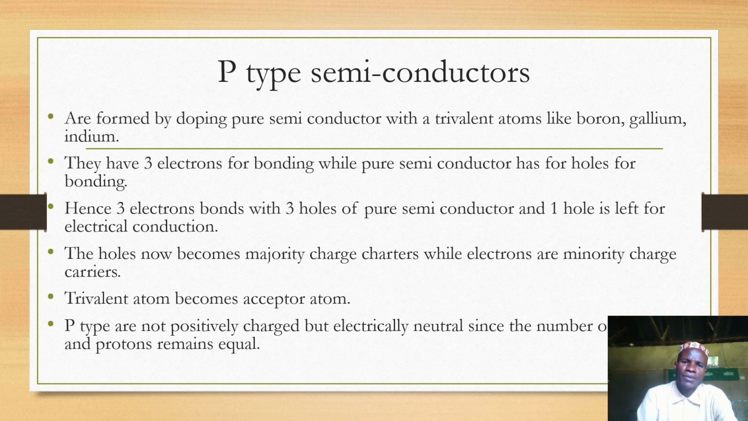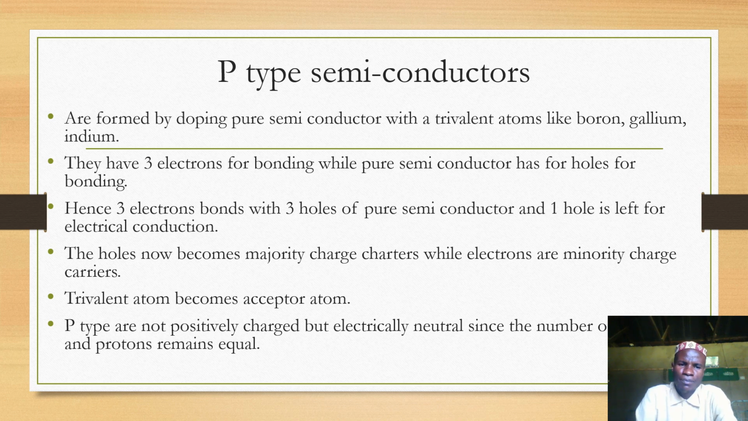Then we move to the P-type semiconductor. It is formed by doping a pure semiconductor with a trivalent atom like boron, gallium, and indium. They have 3 electrons for bonding, while a pure semiconductor has 4 holes for bonding. Hence, the 3 electrons bond with 3 holes of the pure semiconductor, and 1 hole is left for electrical conductivity. The holes now become the majority charge carriers, while electrons are the minority charge carriers. Trivalent atoms become acceptor atoms.